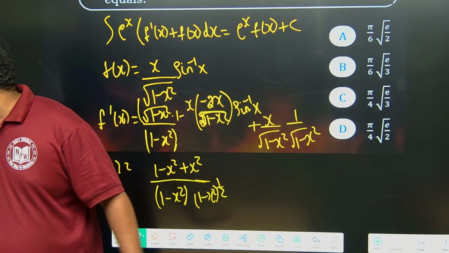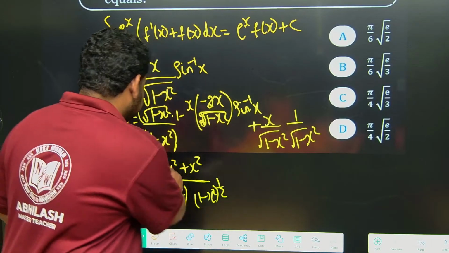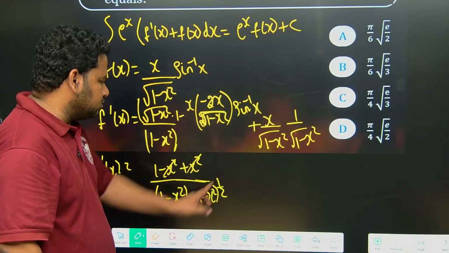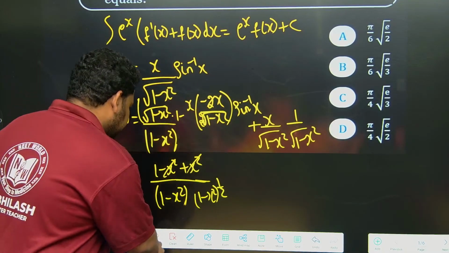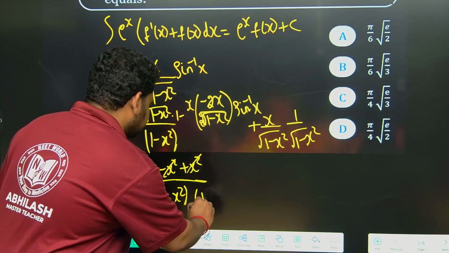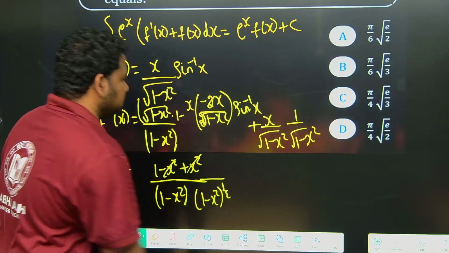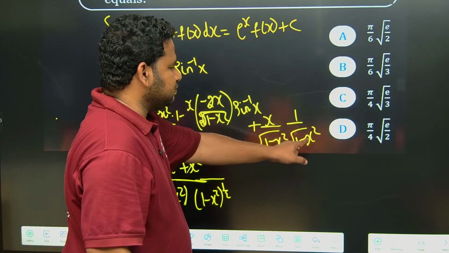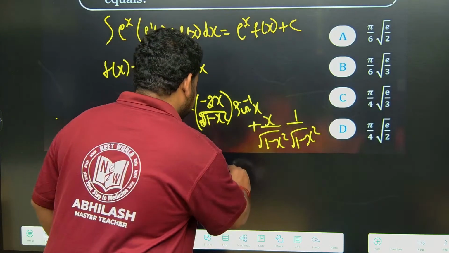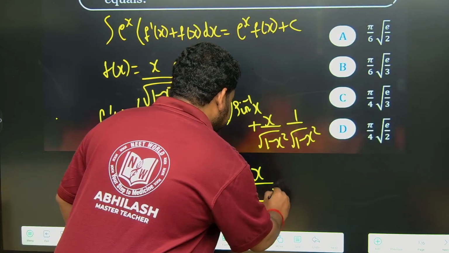Clear? Now what should I do next? Minus x square plus x square will cancel. I'll get 1 minus x square into 1 minus x square to the power of 1 by 2. This is 1 minus x to the power of 1 by 2, not x square. This will become 1 minus x square to the power of 1 by 2 because it is square root. Now square root of 1 minus x square into square root of 1 minus x square is 1 minus x square. This will become x by 1 minus x square, correct?